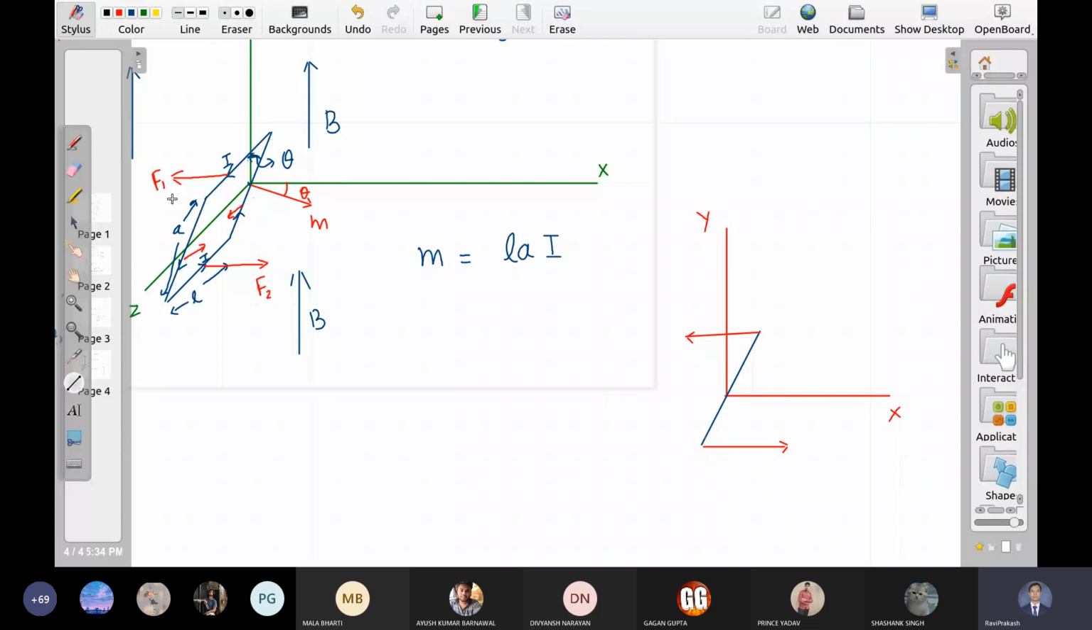What will happen when you put this rigid loop in this field? Obviously it's a rigid loop, so geometry is not going to change, but yes, it can rotate. It will definitely rotate. How much is that force? It is L B I, right? How much is the torque? How much torque will it generate?